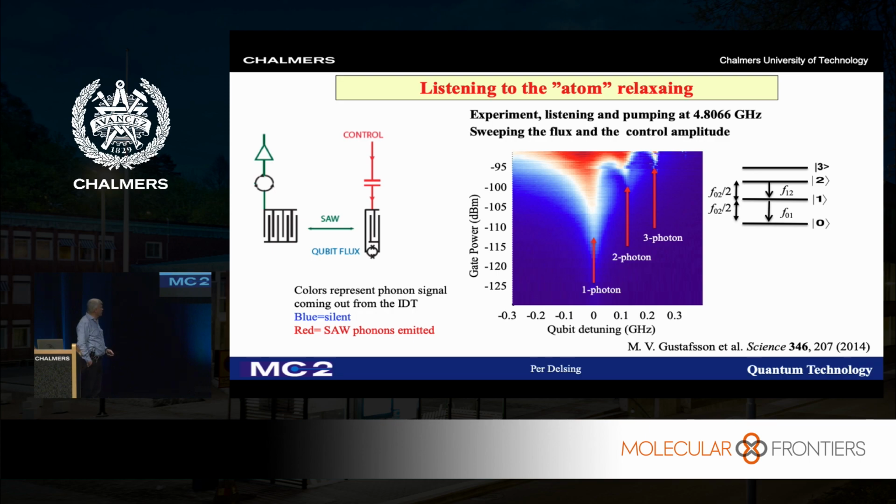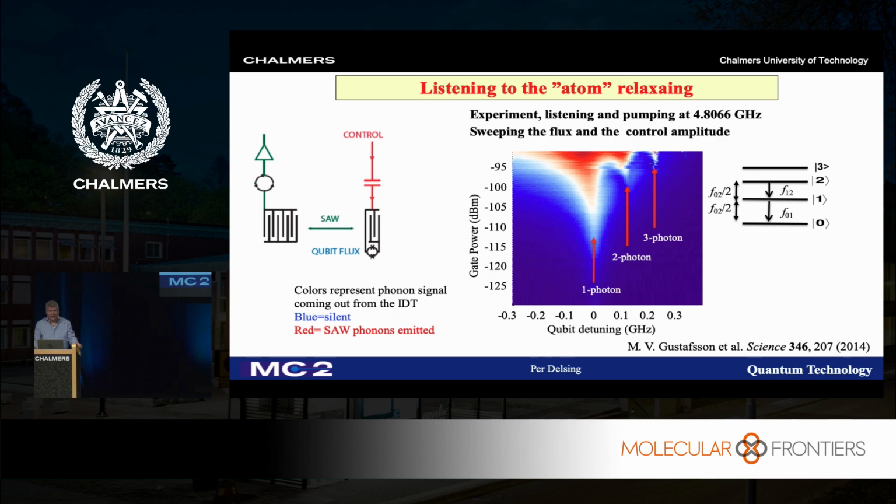We don't see anything. So the x-axis here is the frequency of the atom that we can change with magnetic field, as I told you before. And here on the y-axis is how hard we drive it, so how much we excite the atom. And you see here that when we start to excite the atom, we do see signal coming out, which means sound is coming out that we're converting to microwaves, and then we're detecting those. So we can really listen to an atom.